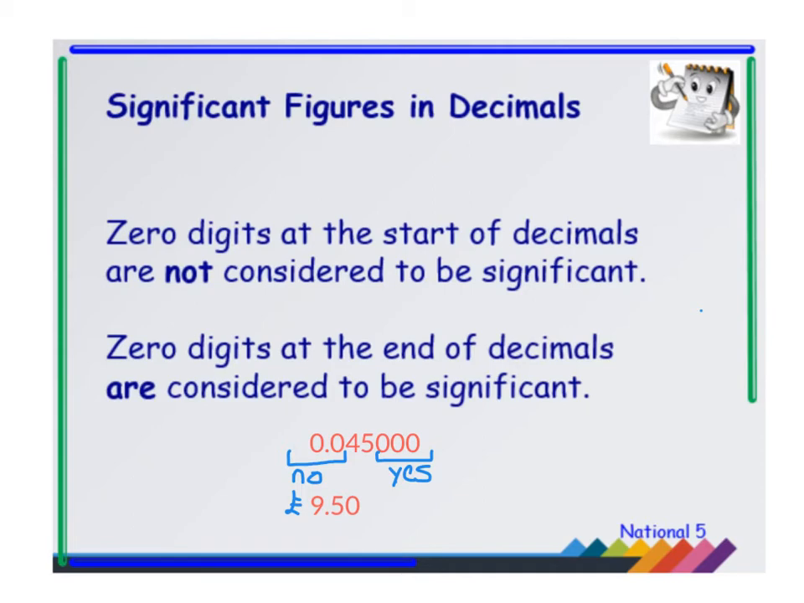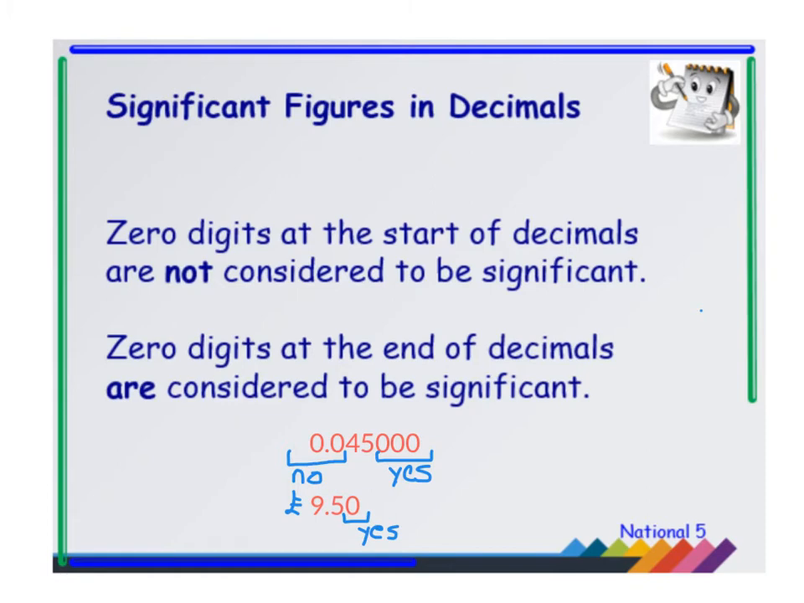So zeros at the end, your calculator would cut them off. Feel free to try it. Try typing in 9.50 and then hit equals. Your calculator will drop the 0 because it shouldn't be there. So the fact that it is there at the end makes it important, so it makes it significant. So that 0 there would then be classed as a significant figure. Okay, so no to the zeros at the front, yes to the zeros at the end.